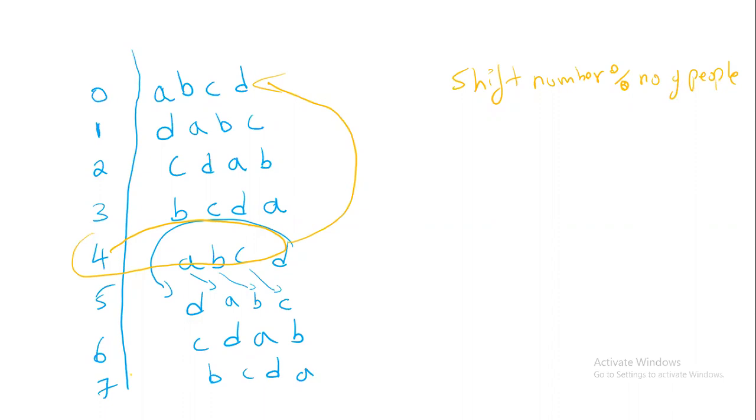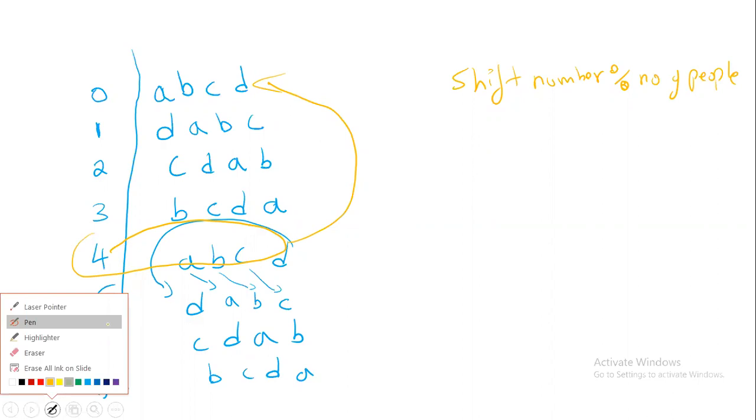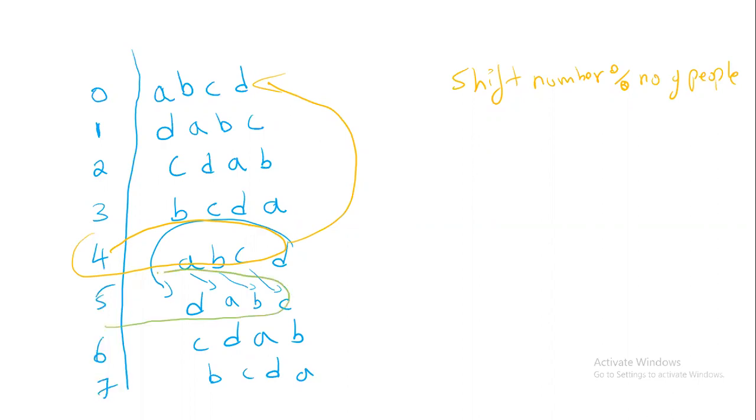Let me use a different color here. If someone tells shift for 5 times, what you have to do is, the shift number is 5, you take the modulus with the number of people. What's the number of people here? A, B, C, D. There are 4 people, so 5 mod 4, what's the answer? 1. Which means if someone tells shift for 5 times, don't waste your time shifting 5 times. You got the answer as 1, so you shift it only 1 time. See the result here? Same, right?